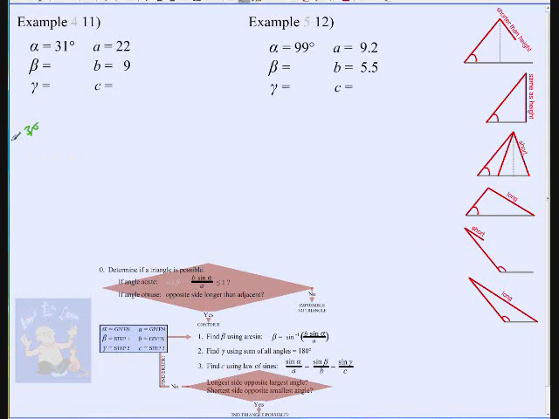Let's draw that right there. We have B of 9, and we have A of 22. So the first thing we're going to do is determine if a triangle is possible. We do that by finding the sine of beta.